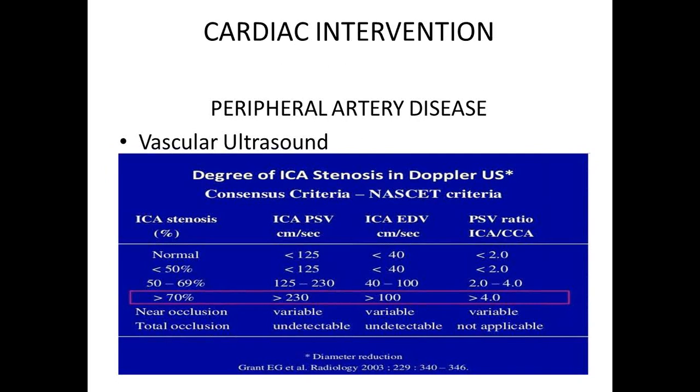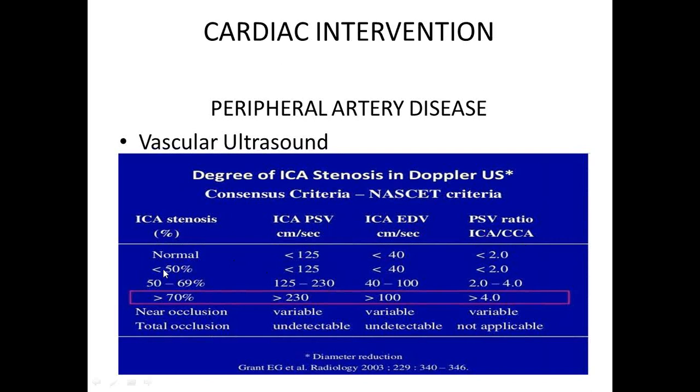With the consensus criteria, we look at the peak systolic velocity, the end diastolic velocity, and then the ratio of the peak systolic velocity in the internal carotid artery compared to the common carotid artery. So when you do your Doppler, a normal internal carotid artery is going to have a peak systolic velocity less than 120 centimeters per second. And then the end diastolic velocity usually less than 40. And then when you do your ratio of your internal carotid artery to the common carotid artery, it's less than 2.